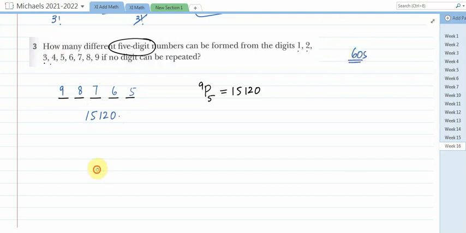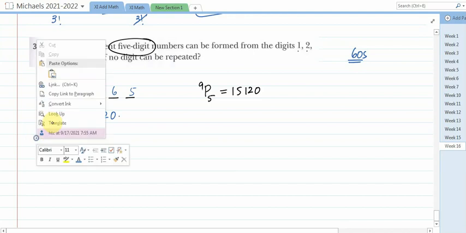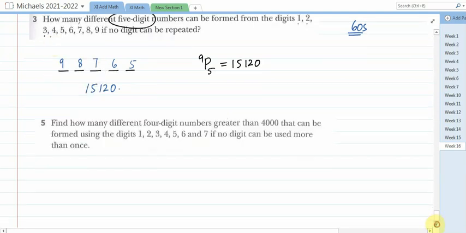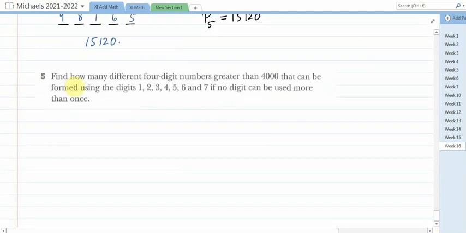Alright guys, after that moving on to the next one. It's question number 5 from the same exercise 10.3. Find how many different 4-digit numbers greater than 4000 that can be formed using the digits 1, 2, 3, 4, 5, 6 and 7 if no digit can be used more than once. Now we have a condition here, although that it is a 4-digit number, but the condition is it must be greater than 4000. Alright, we have done such type of questions when we discuss the concept of factorial, right? So first we need to think about it by yourself, and for this question you have a time of 4 minutes. Give it a try.